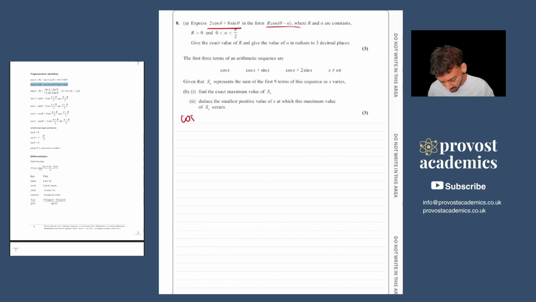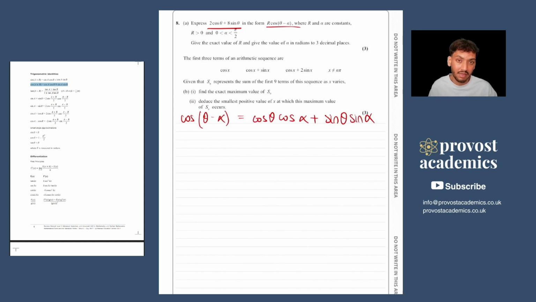So cos of theta minus alpha would be cos of theta cos of alpha plus sine of theta sine of alpha. Alright, cool. So now what we'll do is we will expand this, and the technique I'm going to use here is comparing coefficients, or the inspection method. There's many other ways. I feel the inspection method is very to the point when it comes to these questions.